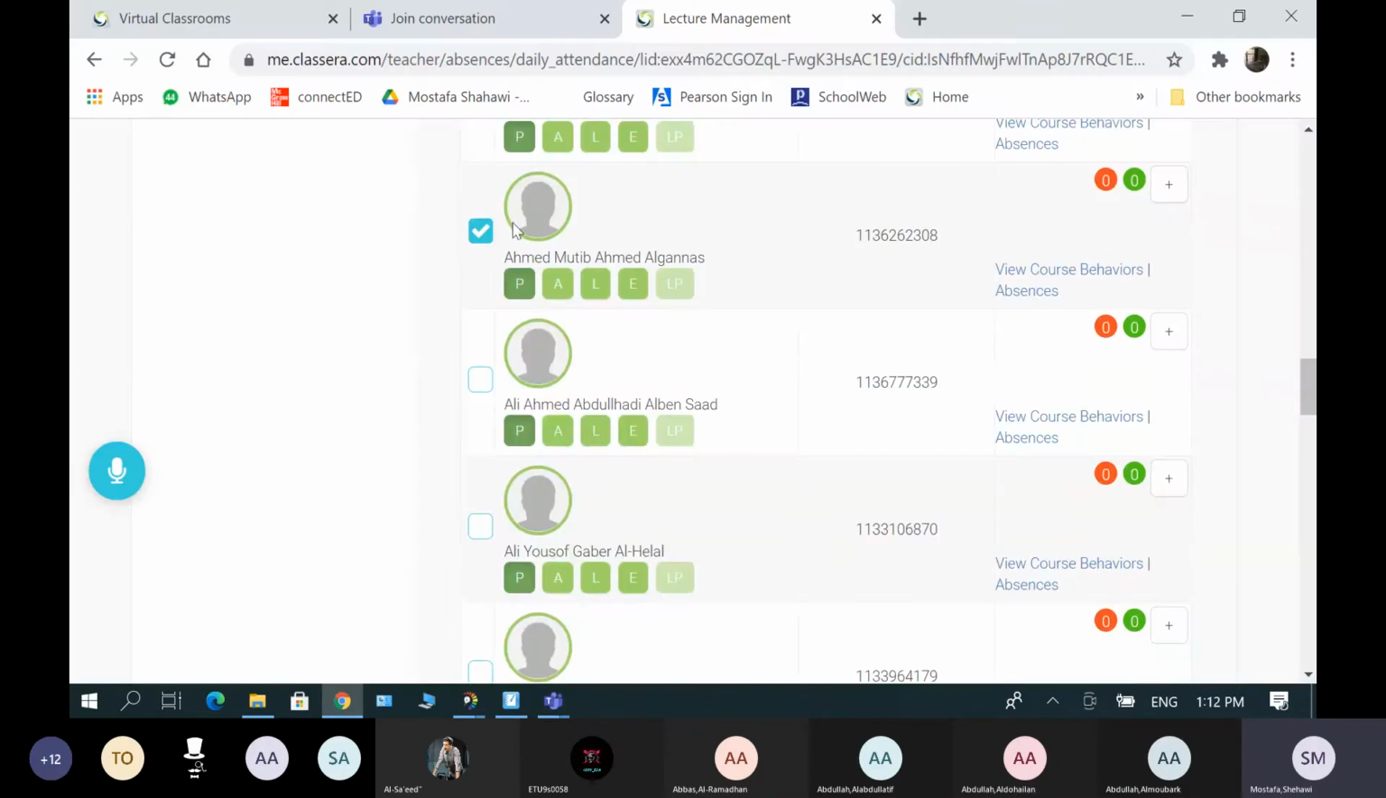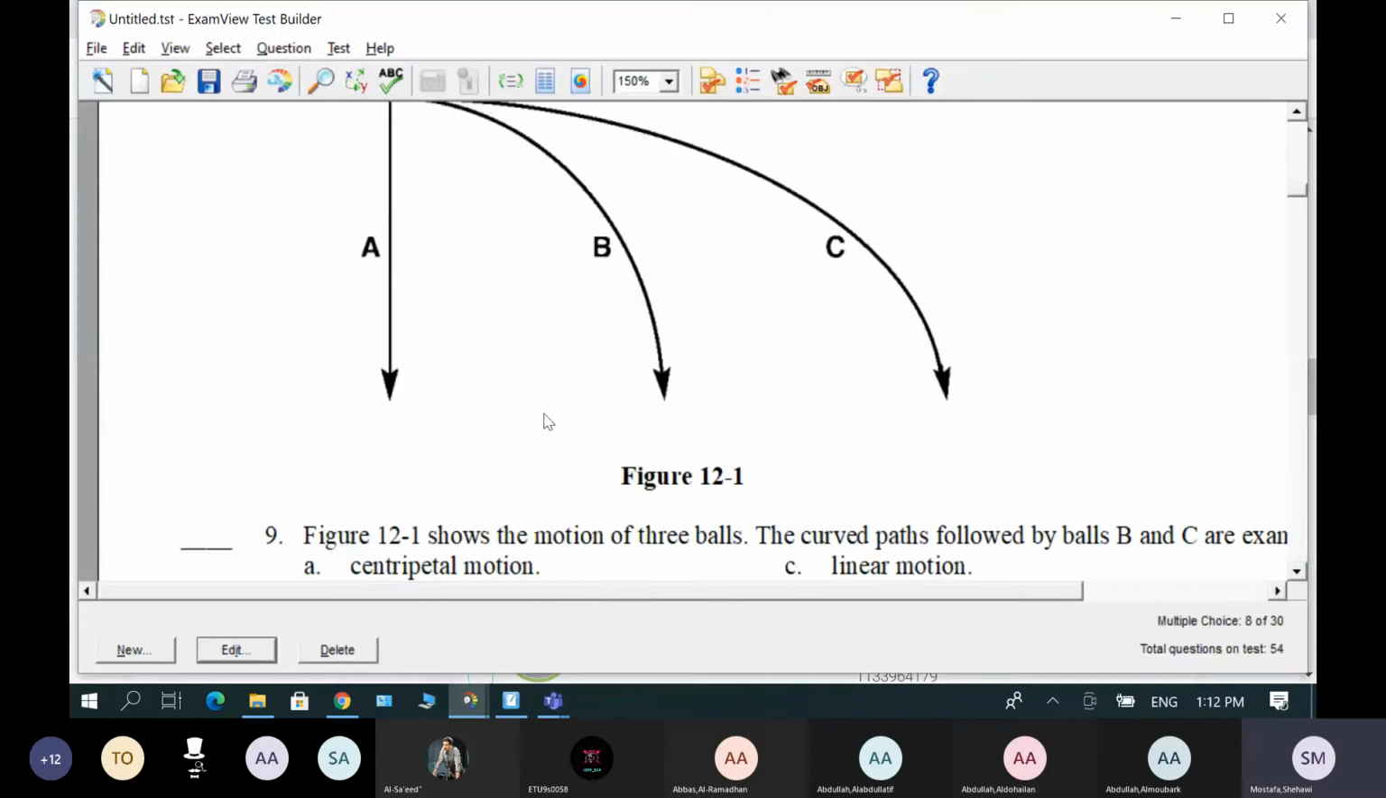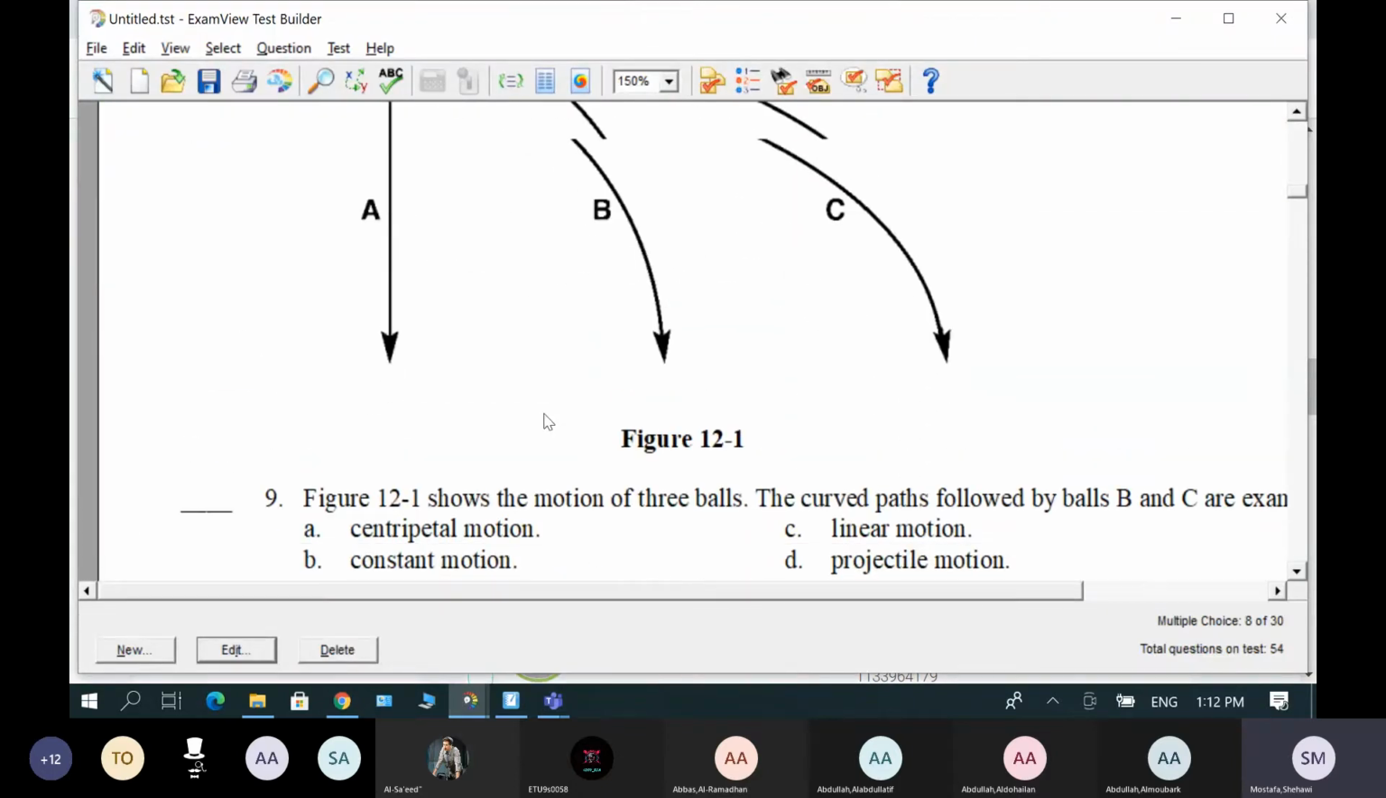We started. Yes, we started. Thank you, Adam. Ahmed Al-Gannas. Ahmed Mut'ab Al-Gannas.